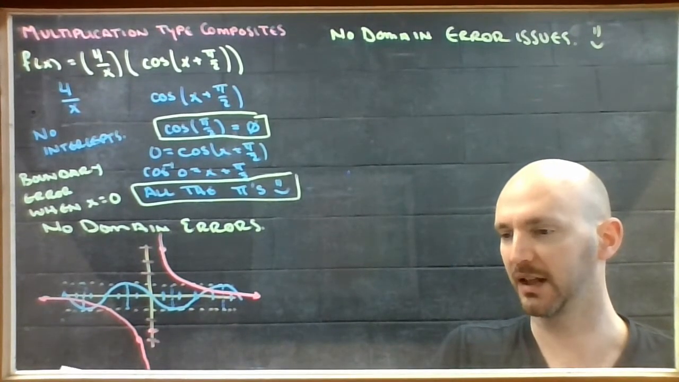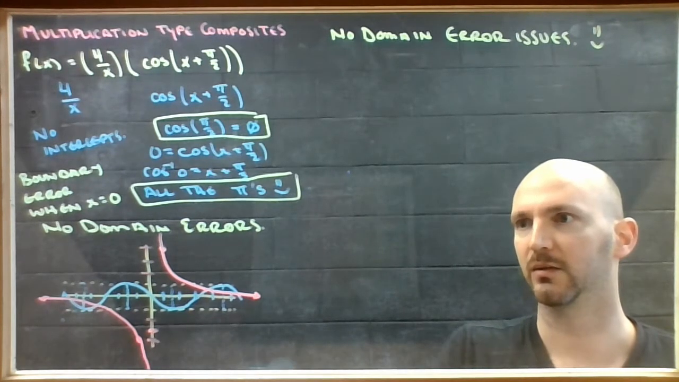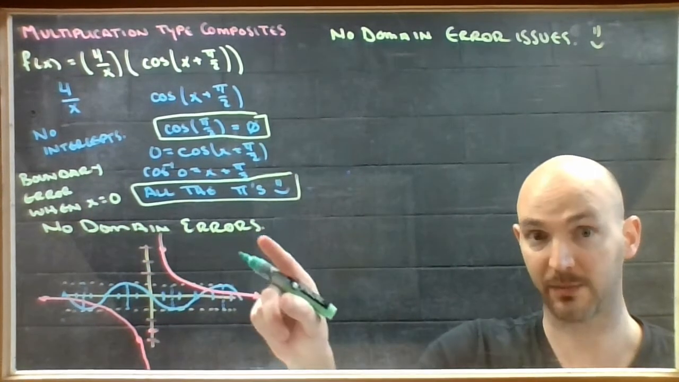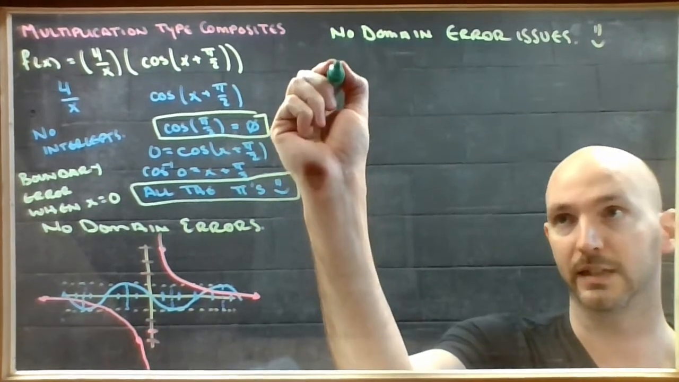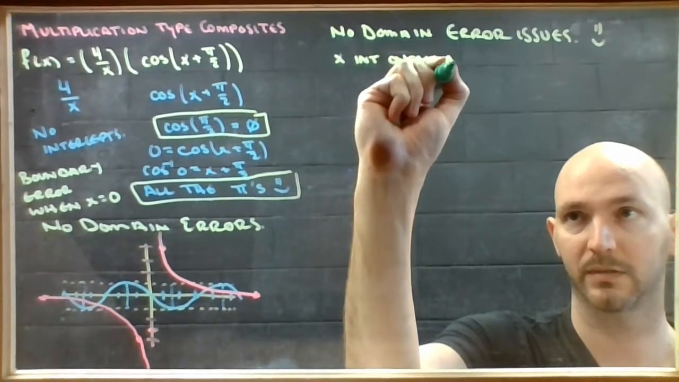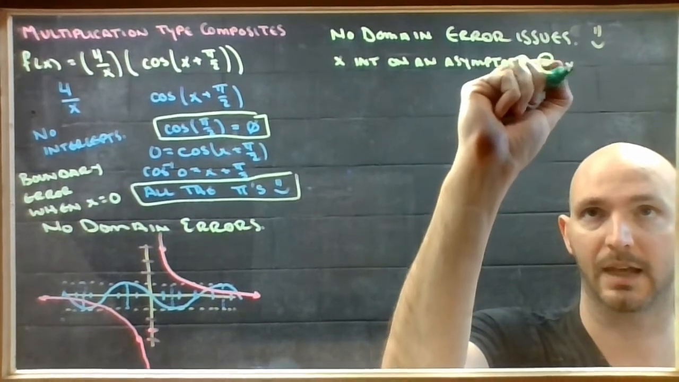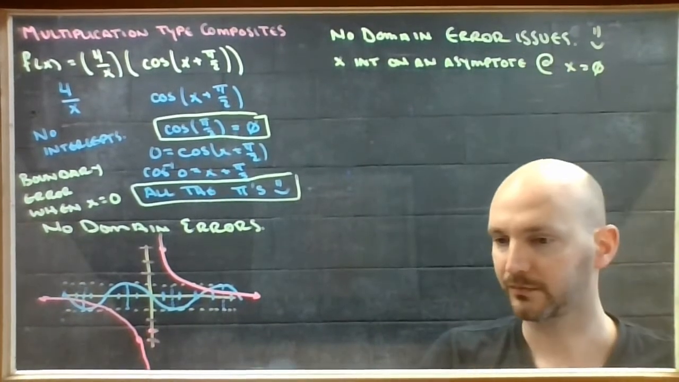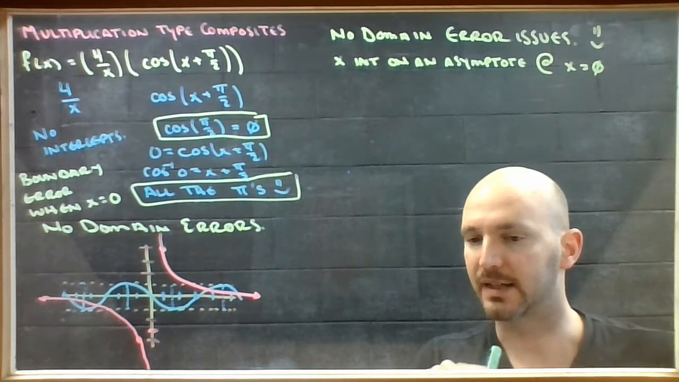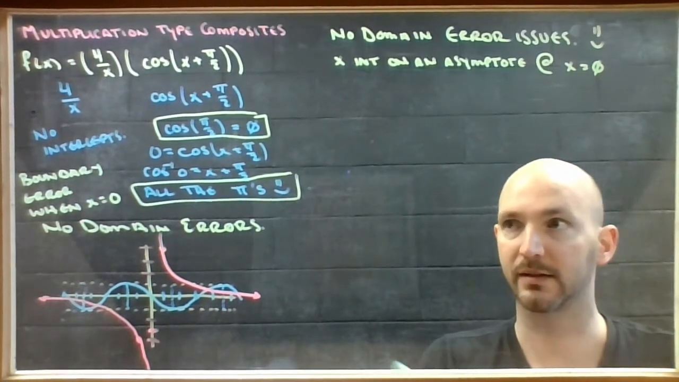Question G. Is there any place where the x-intercept of one piece falls on the boundary error of another? Well, I have an x-intercept at 0 and a boundary error at 0, so that's problematic. I have an x-int on an asymptote at x equals 0. If yes, take the limit of f of x as x approaches that place to determine which feature wins.